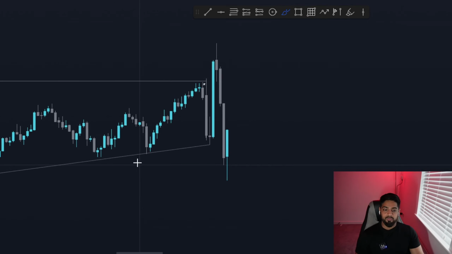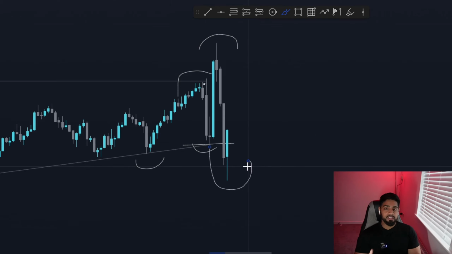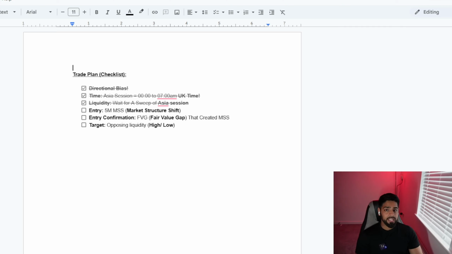what can we notice? Well, price put in this higher low, higher high, higher low, higher high, and then we had a market structure shift where we've now put in this lower low. That means we've shifted from a bullish to a bearish structure point. We can start looking to enter into our position because we've just checked off the next box on our list, and that is the 5-minute market structure shift.